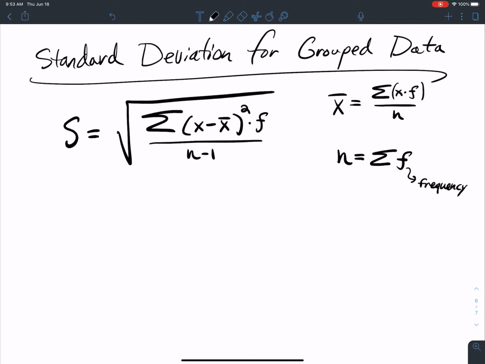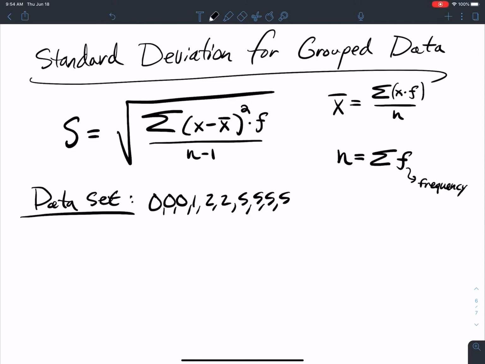Okay. You can also estimate... let's actually go through this other part first. So let's use this formula. Say you have a data set, and our data set's 0, 0, 0, 1, 2, 2, 5, 5, 5, 5. Okay?